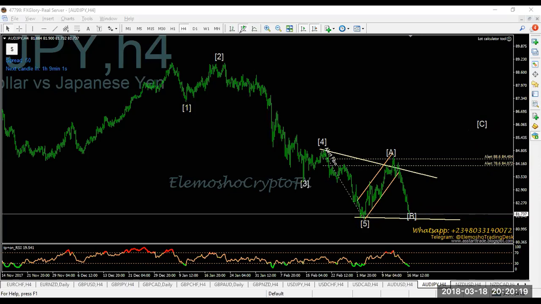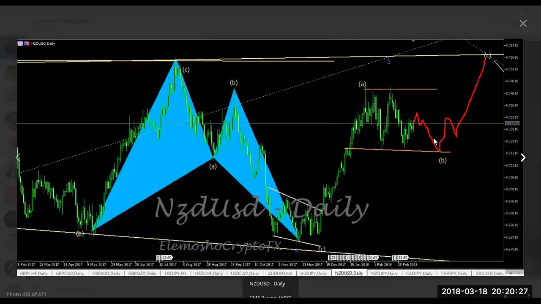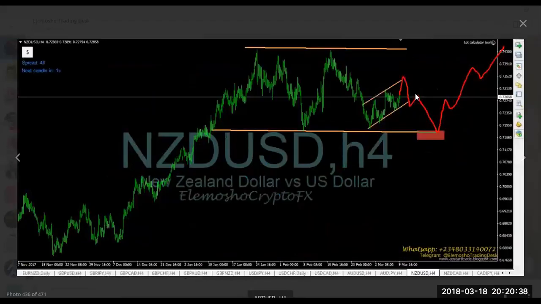So let us look at the next setup that I gave you guys in the course of last week. After the odd yen, the New Zealand dollar. For the New Zealand dollar, I told you to expect more downside before we have the wave C. And on the 4 hours time frame, I told you that price is going to get to somewhere around here, then reject it completely. Now let us look at what price eventually did.